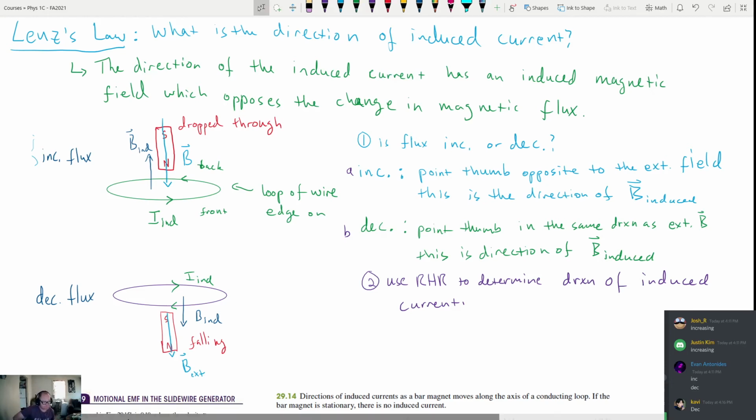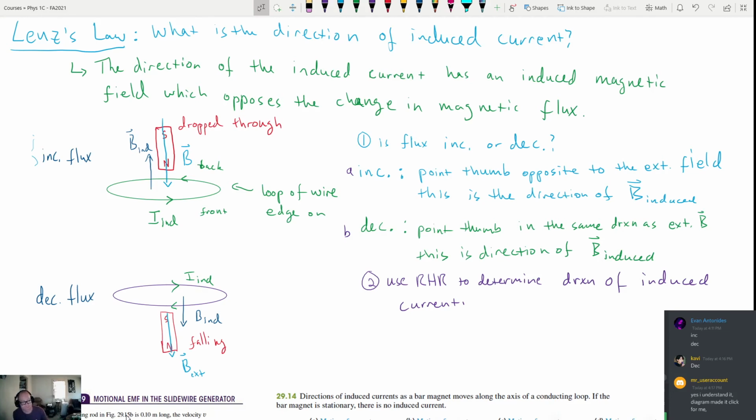Does it make sense? It's kind of tricky. But the more you do it, the easier it gets. The more examples you see, the easier it gets. And that's really all there is to it, okay? So Lenz's law: the direction of the induced current has an induced magnetic field which opposes the change in magnetic flux. That's a lot of words. This wouldn't actually produce AC current. The current would kind of go up like this and then switch and change, but it's basic.